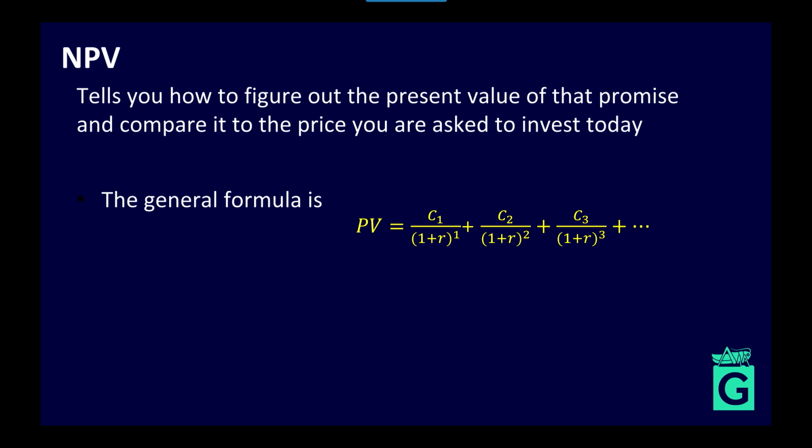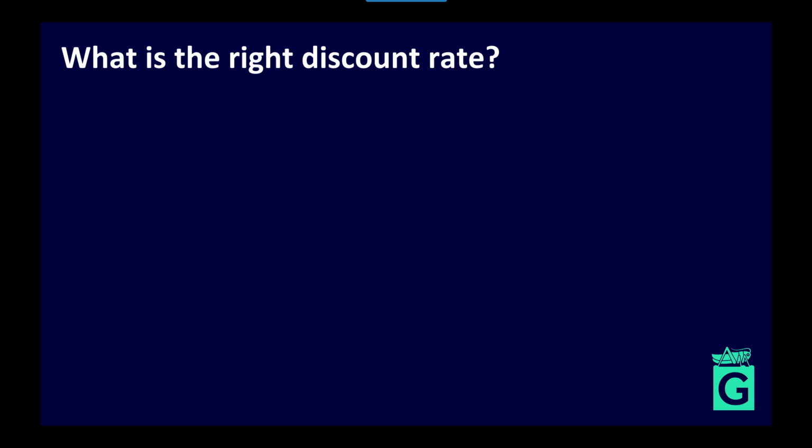And the rule is invest in something only if you get back more than you invest. If you get back less than what you invest, you'll be just burning money. There's no reason you should do that. But the problem here is you need an interest rate. So that was the second big idea of finance. Where do we get that interest rate from?